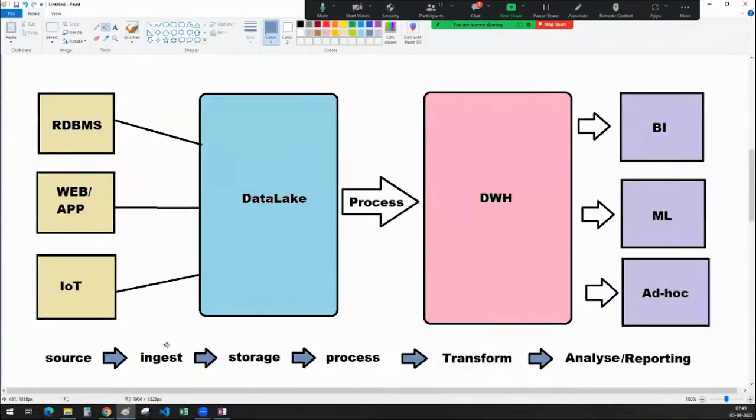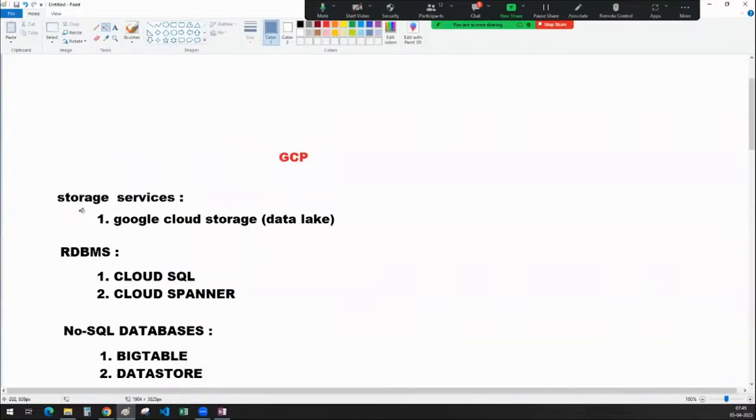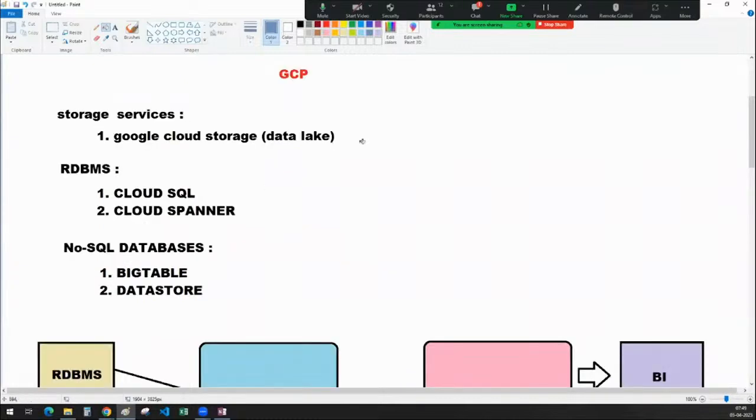Okay. Sir, for ingestion purpose, what are the tools that we are using, sir? There are plenty of tools for the ingestion purpose. People are using Pub/Sub, people are using the Kafka connector. We are going to learn Pub/Sub, guys. Okay. What about the data lake, sir? As a data lake, we are learning Google Cloud Storage, guys. Okay. What is the data lake, sir? In GCP, we are learning Google Cloud Storage that is acting as a data lake.